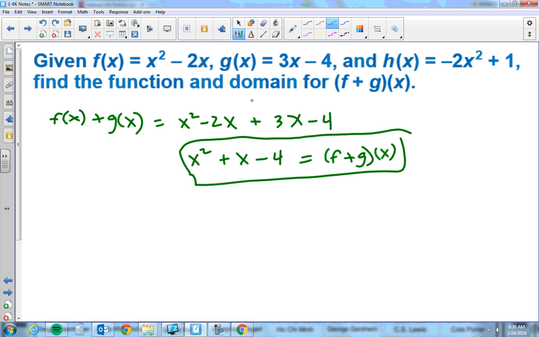Now it also asks for the domain of these. It's simplicity itself on these first ones because the domain here is all real numbers. The domain here is all real numbers. The domain here is also obviously all real numbers. So there's no question about what the answer is. Okay?